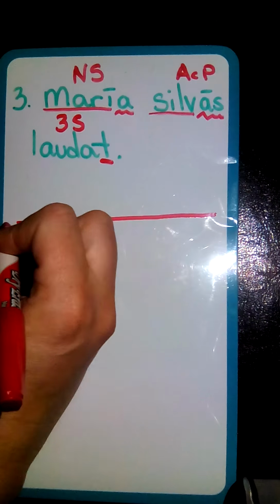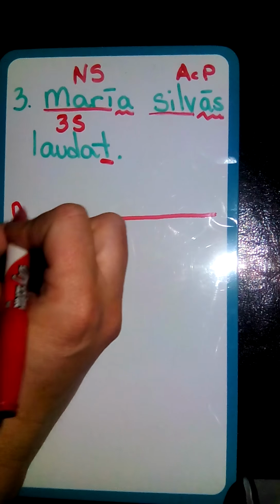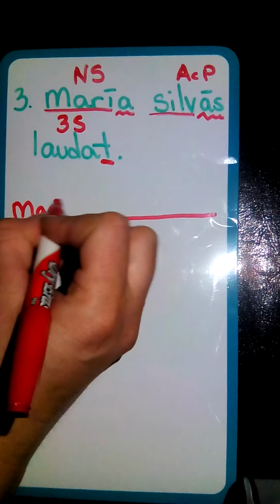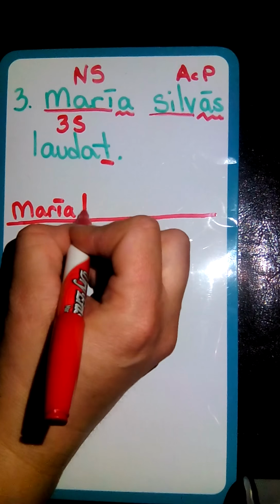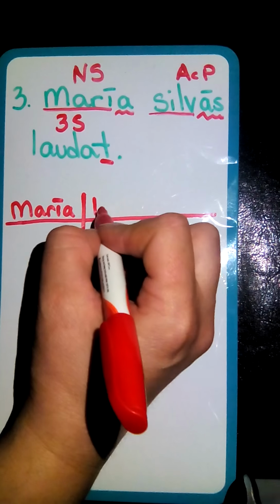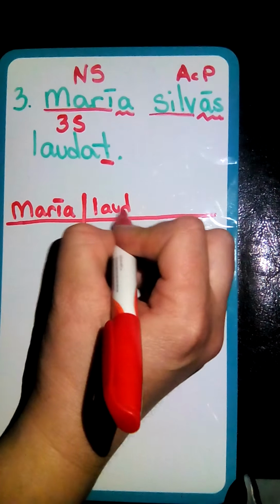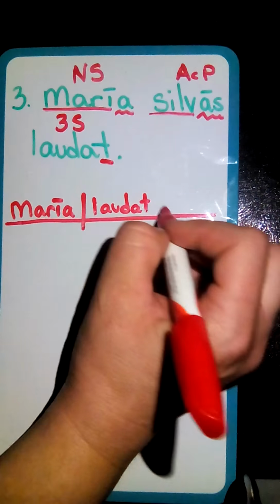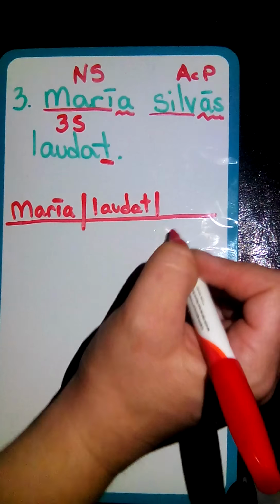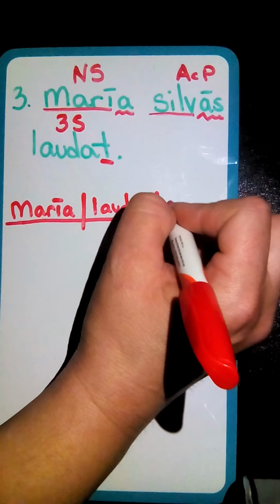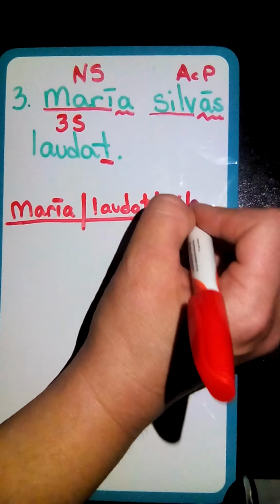So we're going to go ahead and start by writing our subject, Maria, with a line going just past, and then we're going to have our verb, L-A-U-D-A-T, and a line stopping at the next line, and we'll have our direct object, silvas.